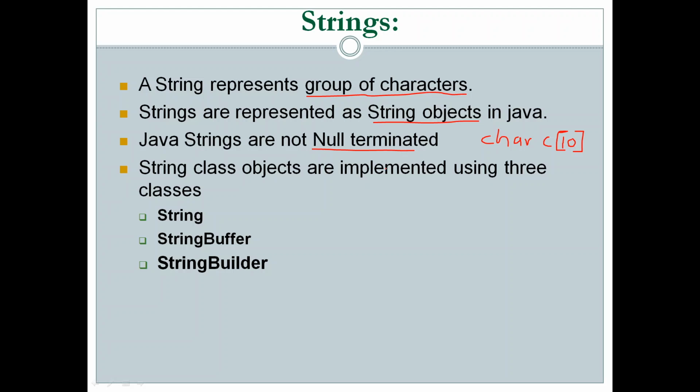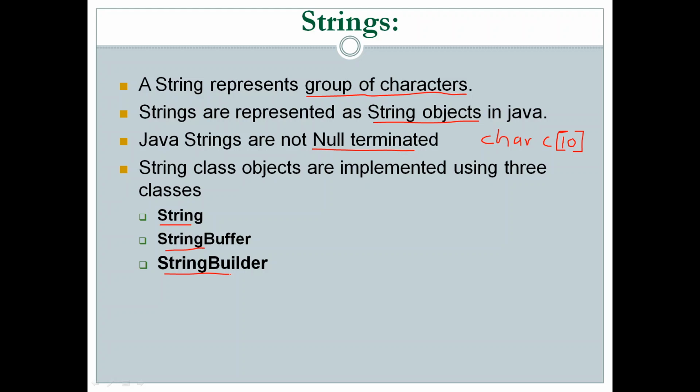String class objects are implemented using three different classes in Java. So we can create strings or groups of characters by using three different classes. These classes are the class String, class StringBuffer, and class StringBuilder. So we have three different classes by using which a string can be created in Java. We will study all these three different classes to create a string.